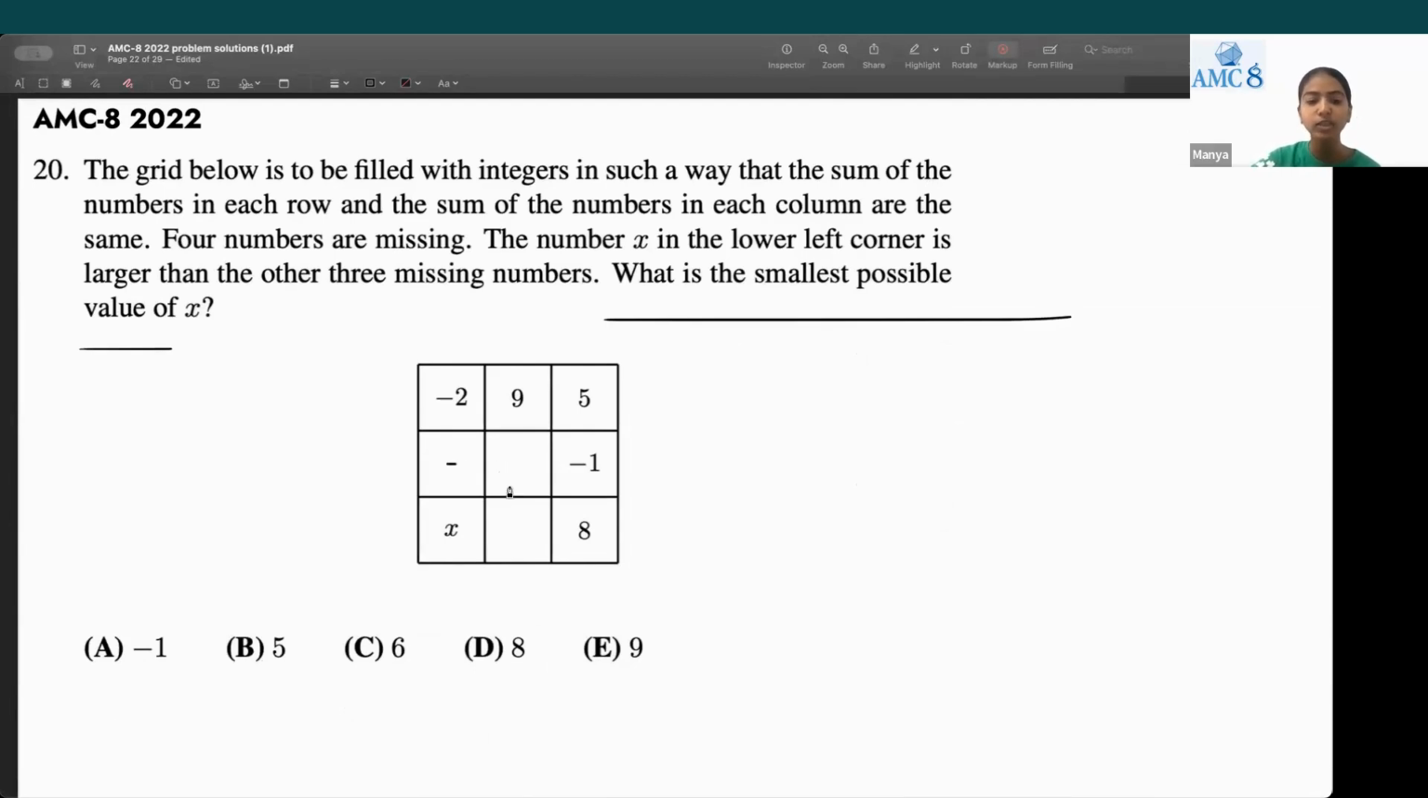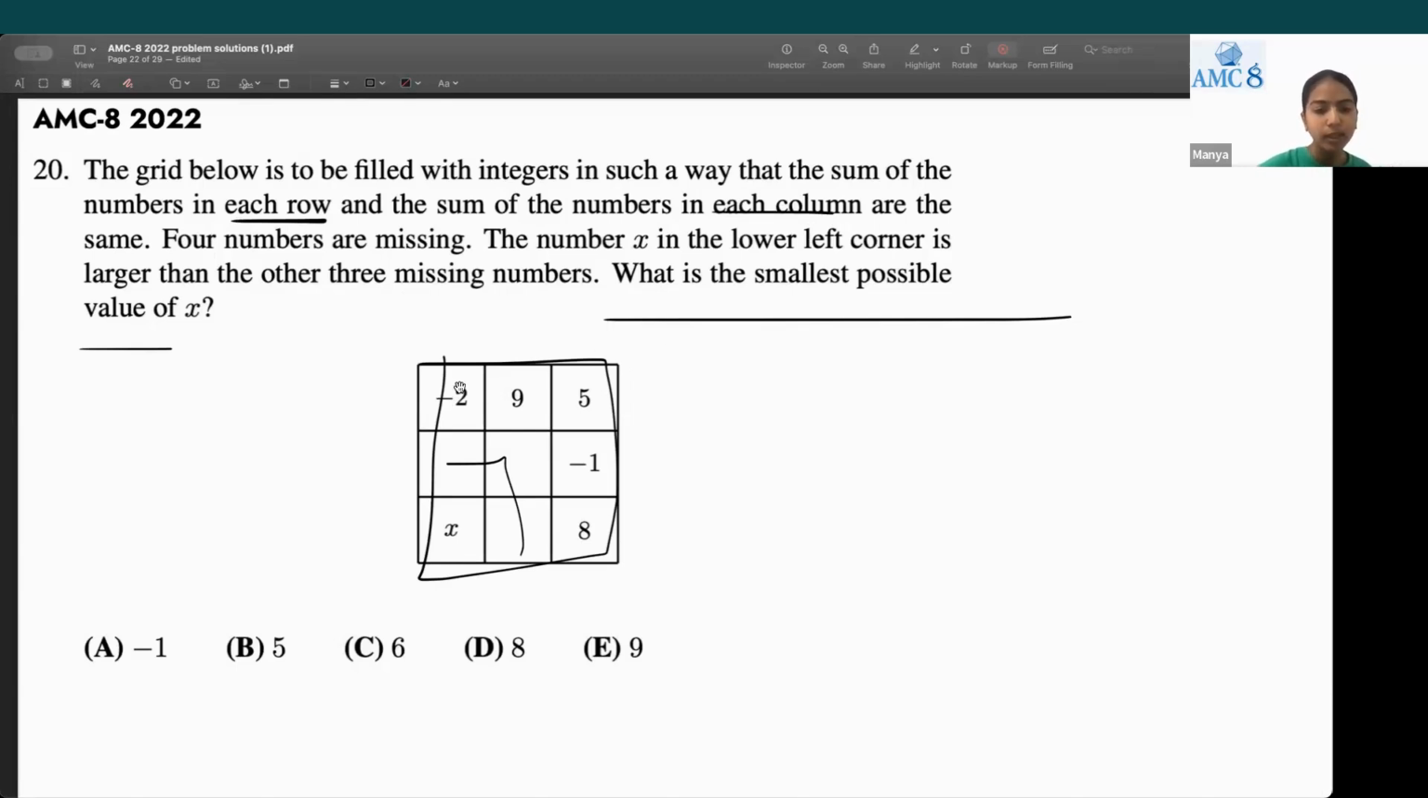So they're asking for the smallest possible value of x. The sum of these 3 numbers can be anywhere. It can be like 100. But the only condition is that they have to fill the magic square. This is called a magic square, since the sum of each row, each column, and each diagonal should be the same. I don't know if it has to be the same in the diagonal in this case, but it said that each row and each column are the same.